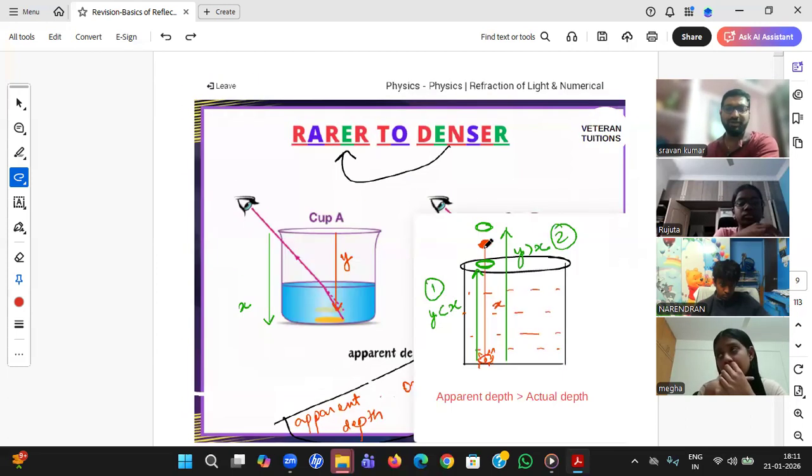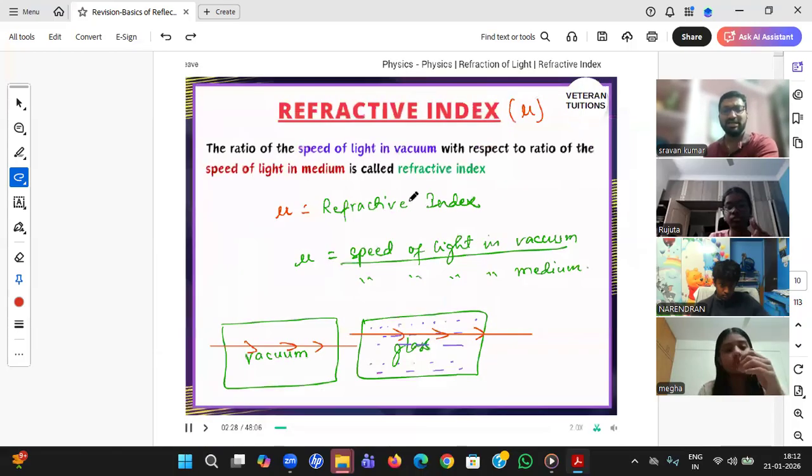Then we went to apparent depth. All our eyes are getting cheated, right? Apparent depth is less, apparent depth is more. How much are our eyes cheated? How much is our brain cheated? That is how you need to find some technical term.